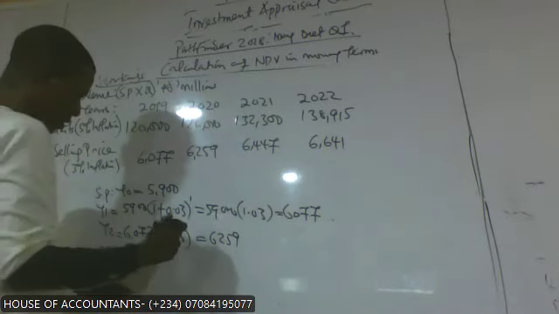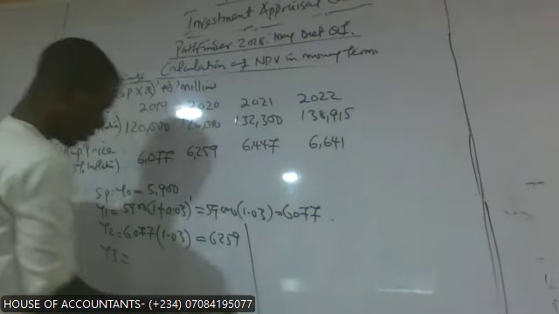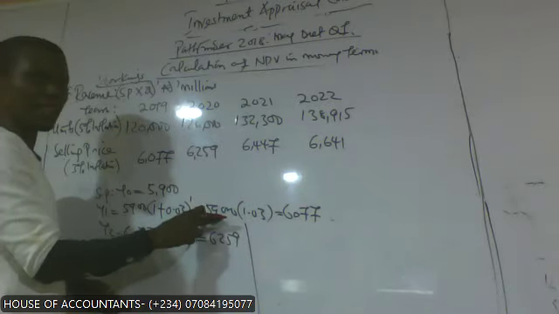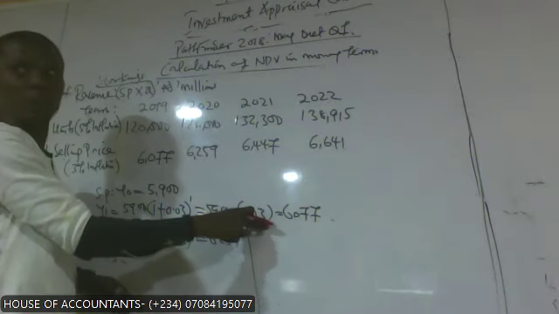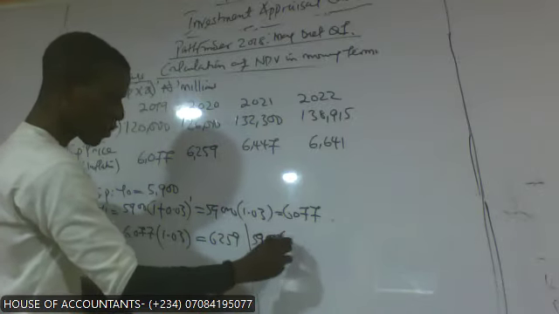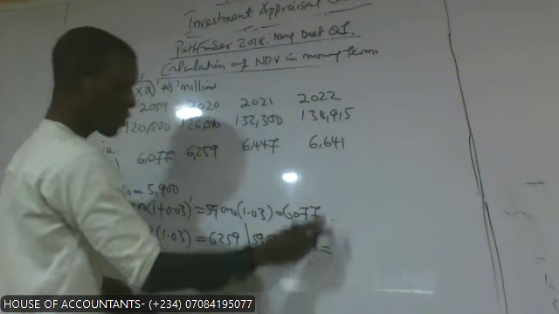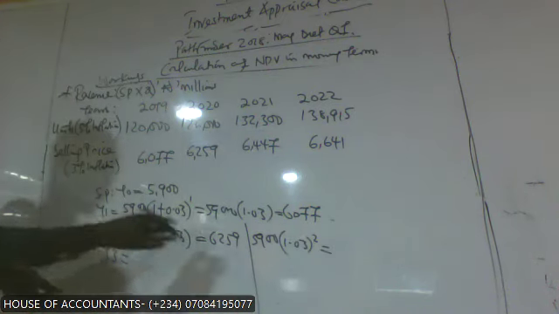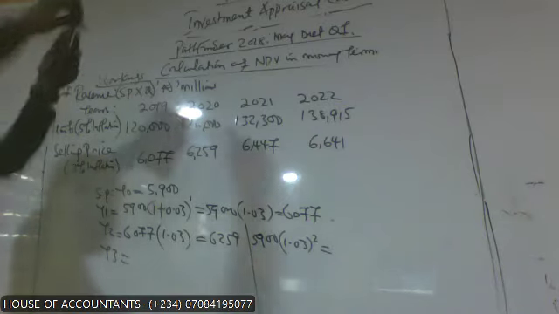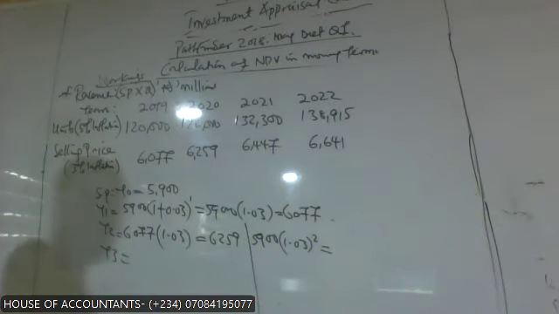Or better still, you can make this constant and allow this one to keep on changing. So for year 2, it's going to be 5,900 times 1.03 to the power 2. I'm going to get the same answer. So whichever one you are good with, you can apply in the exam. Are we okay with this? Yeah. Okay.